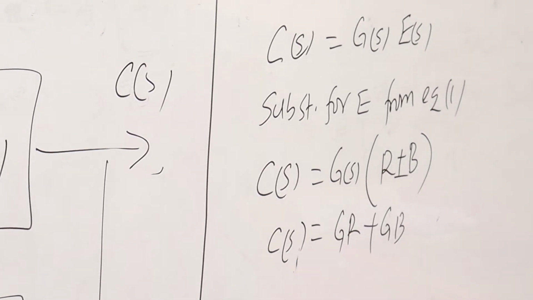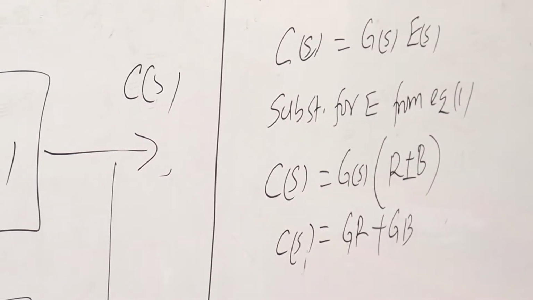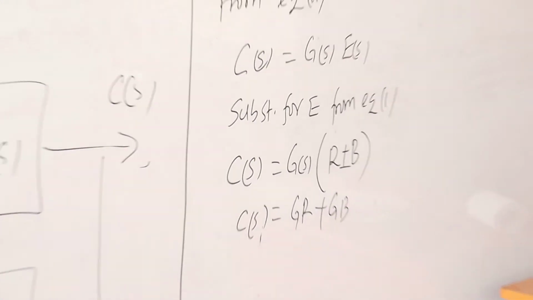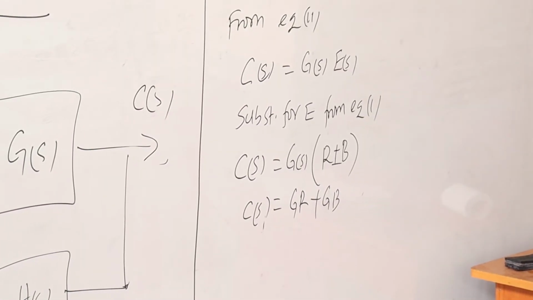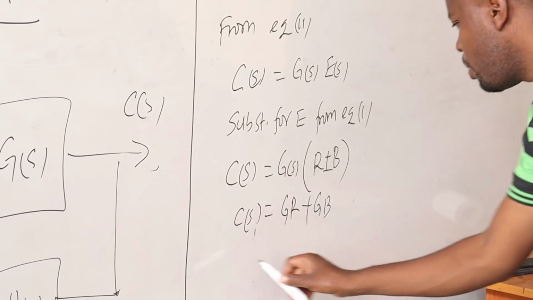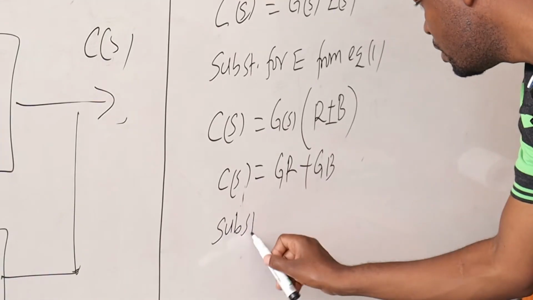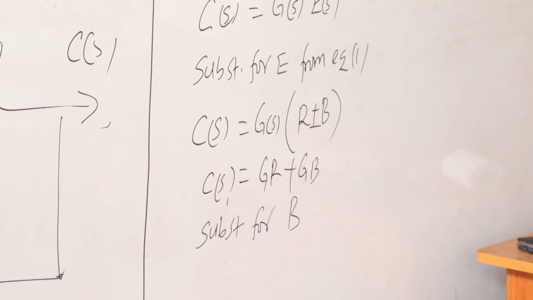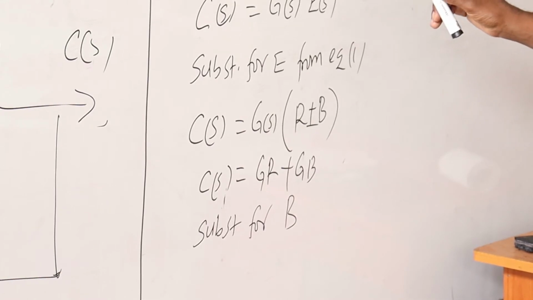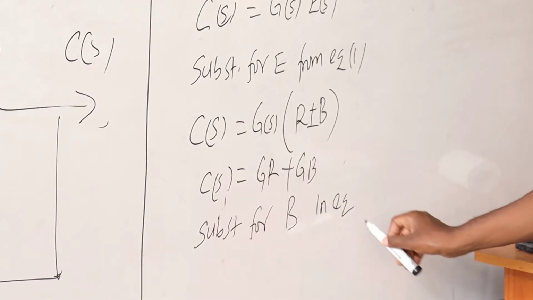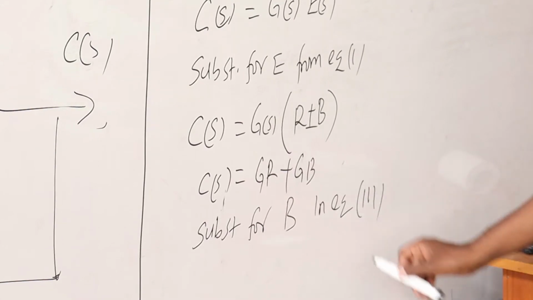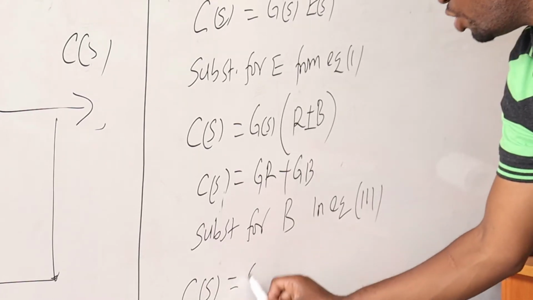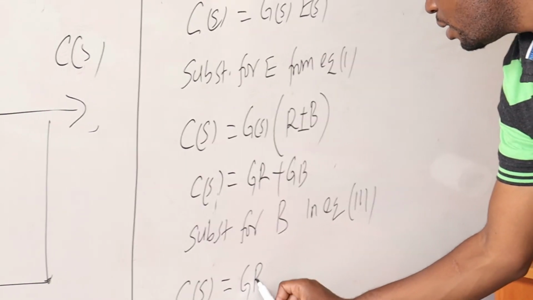That is still the same as C of S. In that case, we can have that one. Then again, we know what B is. So from substituting for B in equation 3, we have C of S is going to be given by G R plus G H C.